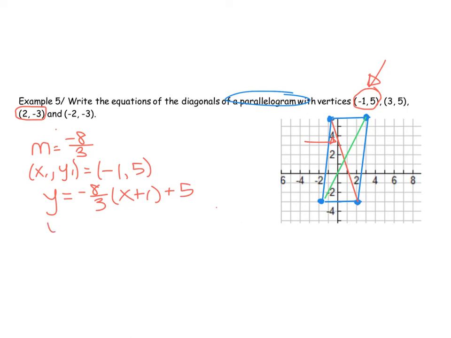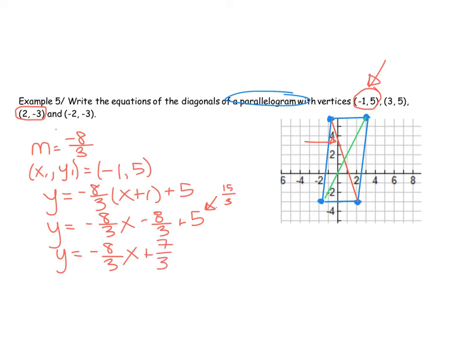If I wanted to write this in slope-intercept form, I would get -8/3 x, and then minus 8/3 plus 5. 5 is the same as 15/3, so when I combine like terms, I get y equals -8/3 x, minus 8/3 plus 15/3 is plus 7/3, which is a little bit more than 2, which is exactly where I cross the y-axis. So I am very confident that this is the equation of my red line.